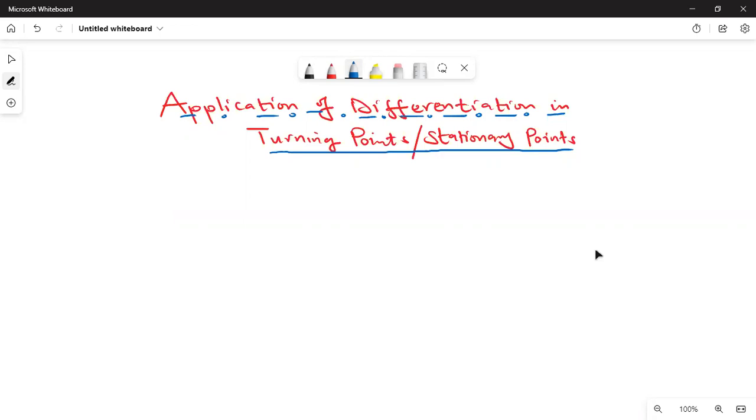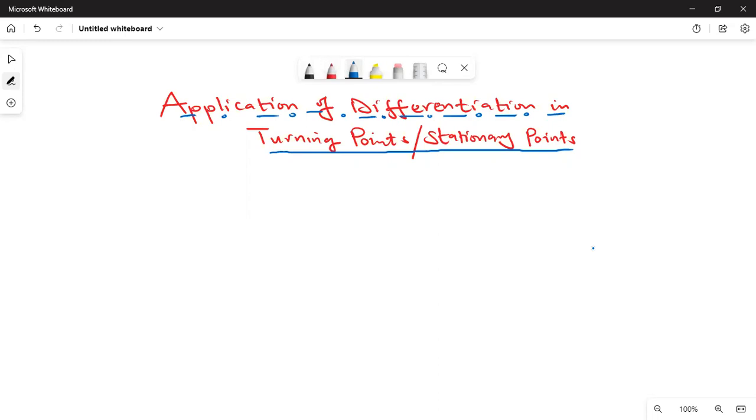Today we are going to look at Calculus 1 and our main topic is on applications of differentiation in the stationary points or turning points or critical points or extrema. So to begin with, what do we mean by a turning point?